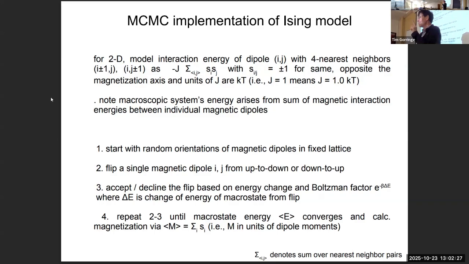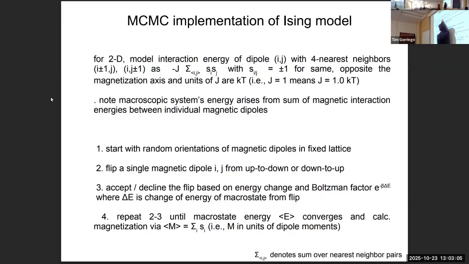It's going to be +1 if the two magnetic dipoles are aligned with one another. It's going to be -1 if they're opposite to one another. So this product here is going to give us a sign. This J is the notation for the strength of the magnetic interaction. So it's just the size of the magnetic interaction. It's going to be in units of kT, so it's in units that are convenient for the calculation when we calculate the Boltzmann probability.